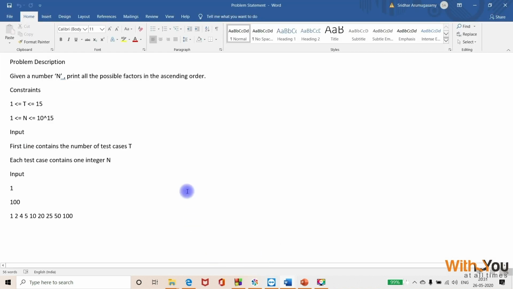It's a pretty simple one. Given a number n, print all the possible factors in ascending order. Constraints: the number of test cases would be 1 to 15. And look at n. N can be touching 10 to the power of 15.